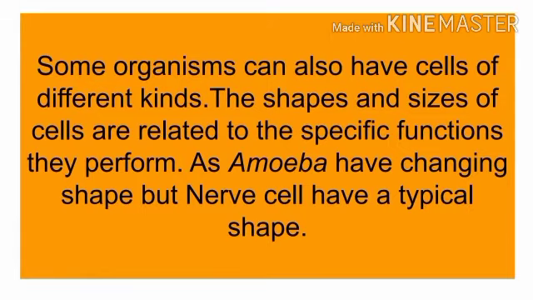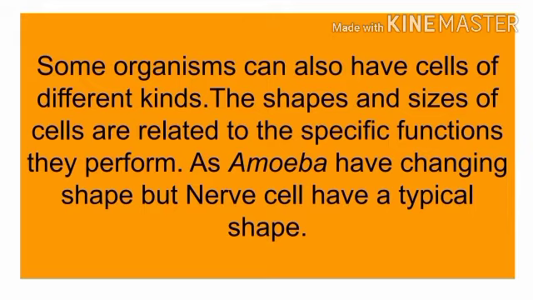Some organisms can also have cells of different kinds. The shapes and sizes of the cells are related to the specific functions they perform. As amoeba has a changing shape, but nerve cells have a typical shape. Amoeba needs to take food inside it with the help of pseudopodia, which also helps in movement. So it needs to change its shape every time.